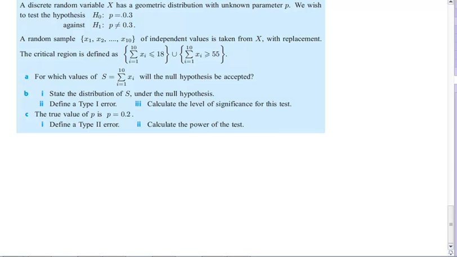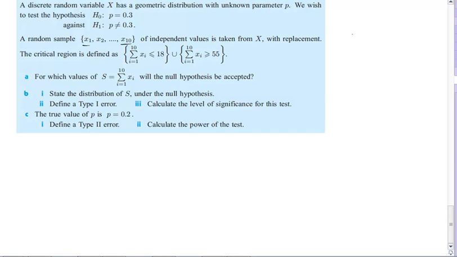Now, next it says that a random sample, from 1 to 10, of independent values is taken from x. So we're going to have 10 different situations where I keep doing whatever this is until I have success. So in the end I'm going to have 10 individual successes. Alright? Now it says the critical region is defined as the summation of xi from i equals 1 to 10, less than or equal to 18, union with greater than or equal to 55.